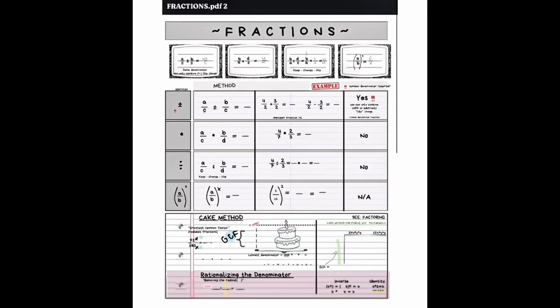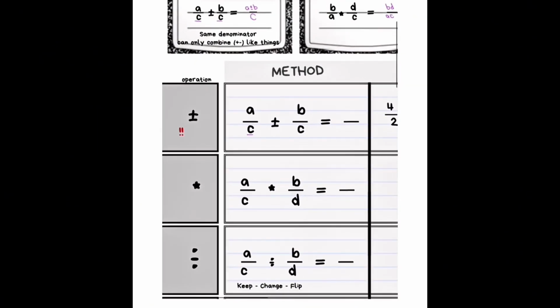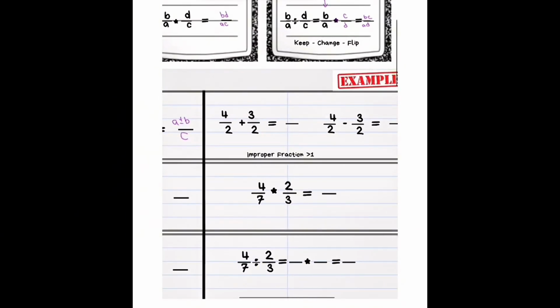Let's look at some examples. So I have these exclamation points here in adding and subtracting only, and the reason is because for adding and subtracting, you must combine like things. Therefore, you're going to end up with the same denominator, and when you add or subtract, you just keep it the same as whatever you're given. So for our example, we have 4 halves plus 3 halves. That's going to be 7 halves.